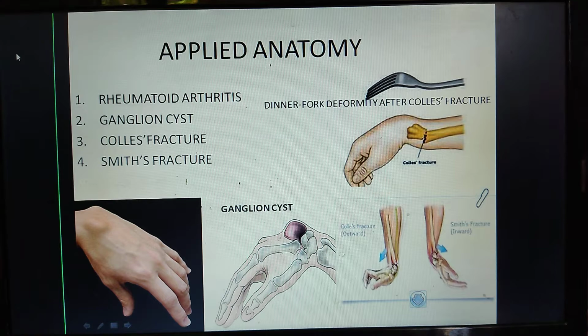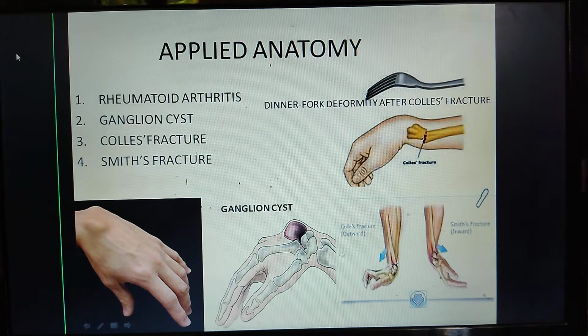Now we come to a very important part, that is the applied anatomy. This wrist joint is very commonly affected in rheumatoid arthritis. It is also affected in osteoarthritis, and ganglion cysts are very common in the wrist joint and in the hand. It also occurs at the ankle and the feet, but it is more common in association with the wrist joint and the joints of the hand, and it is more common on the dorsal aspect of the wrist joint.